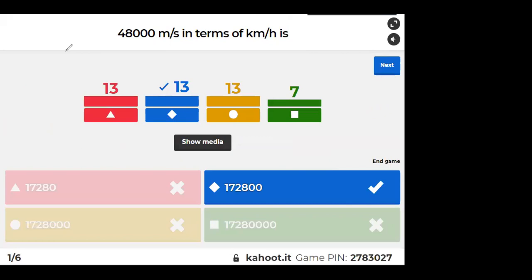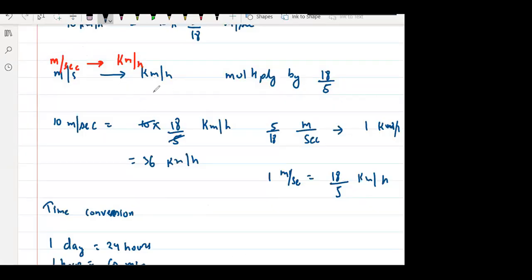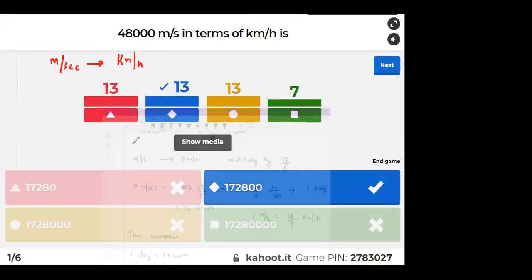As I told you, I have to convert meter per second into kilometer per hour. Yes or no? Step by step. So tell me what I have told you. If you have to convert meter per second into kilometer per hour, you have to multiply by what? 18 by 5. Yes or no? So it will be 48,000 into 18 by 5. How, sir? Because if you convert meter into kilometer and second into hour, you will get this only.